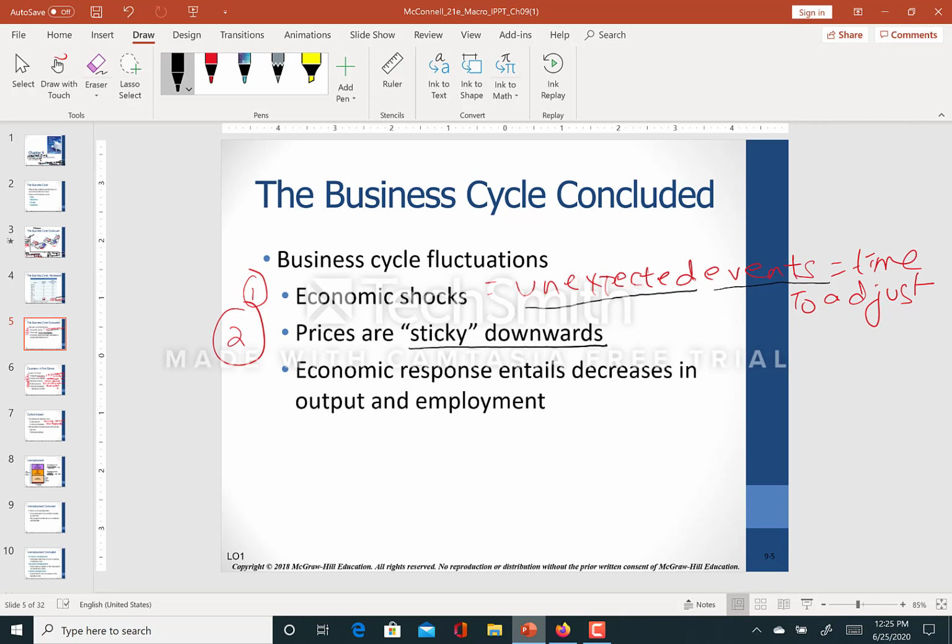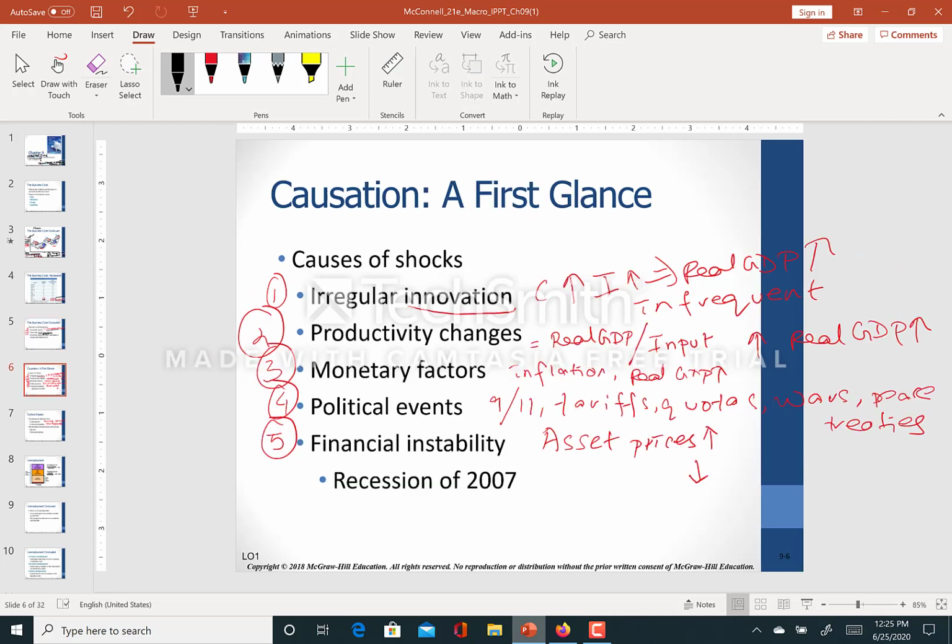We are familiar with this term. Sticky means fixed. Sticky downwards means the prices are not going down. Now we look at the causes of these shocks. The number one cause is irregular innovations. By innovations, we mean something new, followed by an invention.